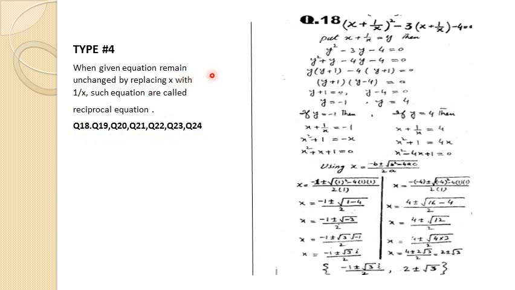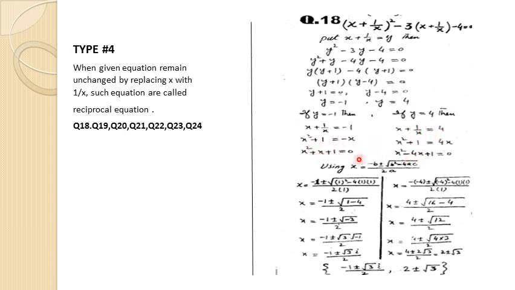Now you can see that x plus 1 upon x appears again and again. So in question number 18, for x plus 1 upon x we can make the substitution: x plus 1 upon x is equal to y. Now that means y square minus 3y plus 4. Then again just taking the roots of y, minus 1 and 4, then put it back to the substitution: x plus 1 upon x is equal to minus 1 and x plus 1 upon x is equal to 4.